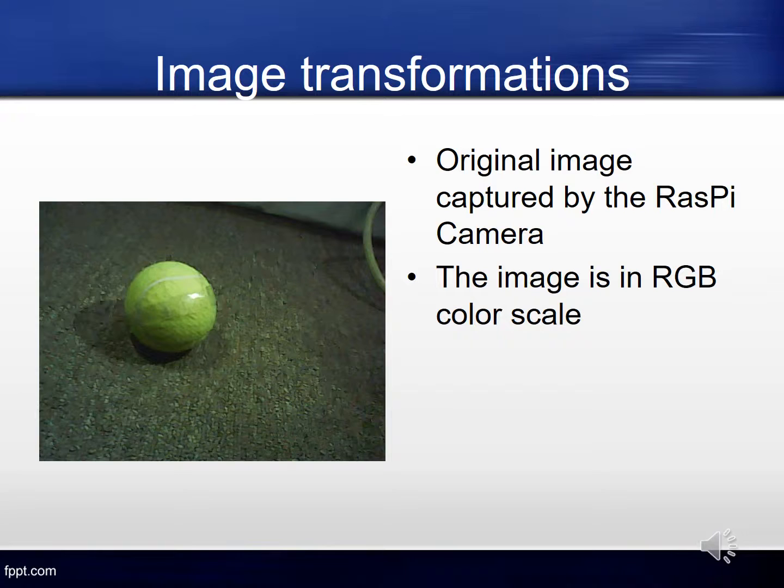I am going to explain the detailed implementation of the algorithm. The algorithm is designed for image transformation, used to detect the circular object in an image. First, we have captured the original RGB color scale image using the Raspberry Pi camera.